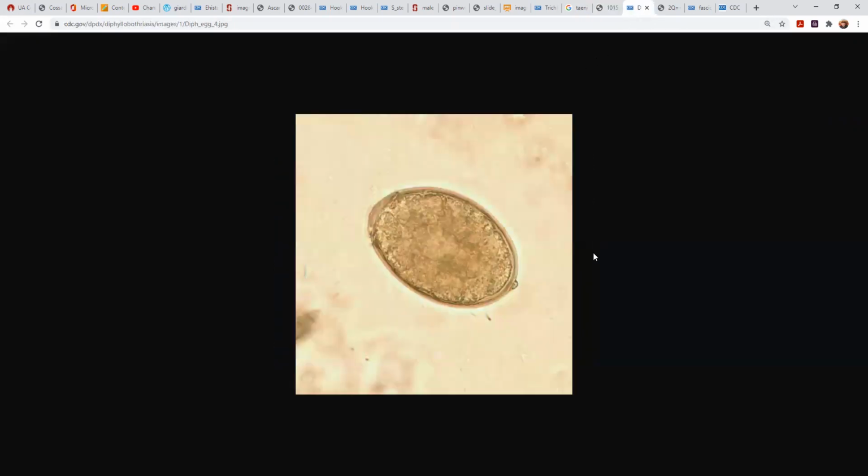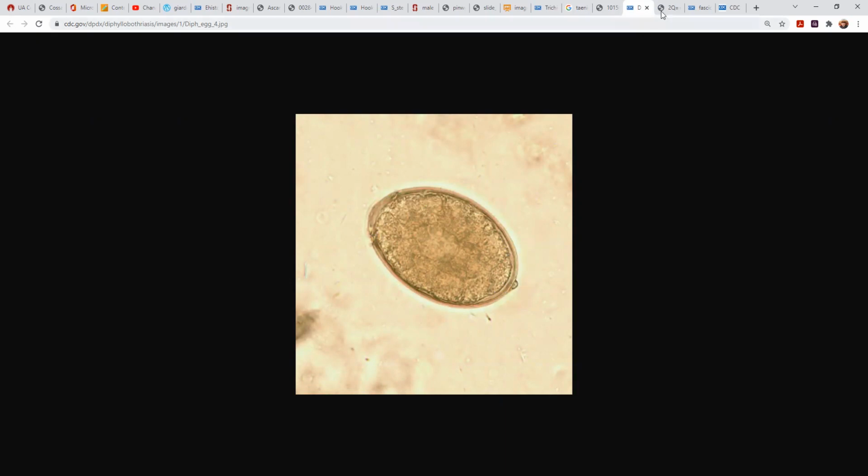Another type of tapeworm that we have here, Diphyllobothrum, is associated with dogs primarily. So this would be an egg here. Again, notice there's no clearing, okay? More oval shape, a very thin outer covering here to the egg.